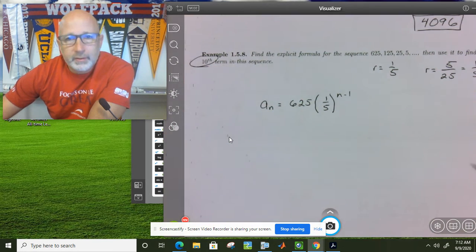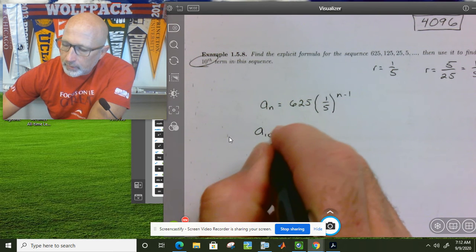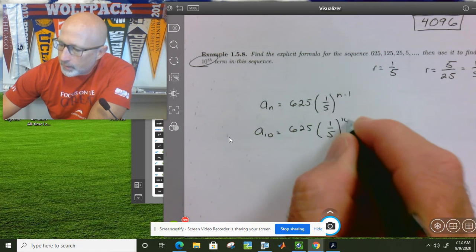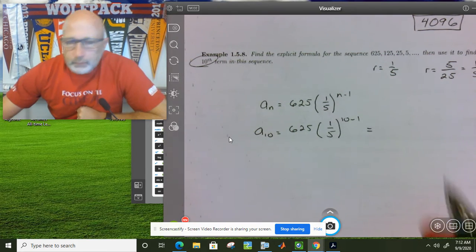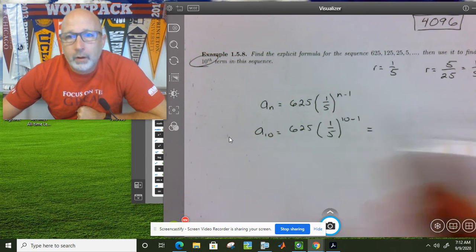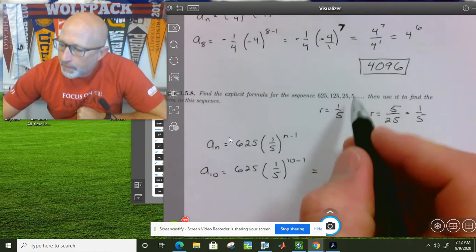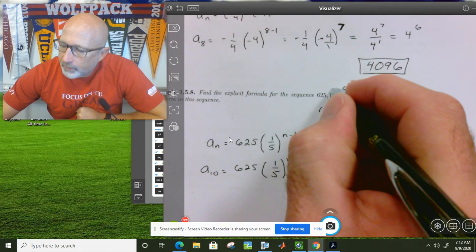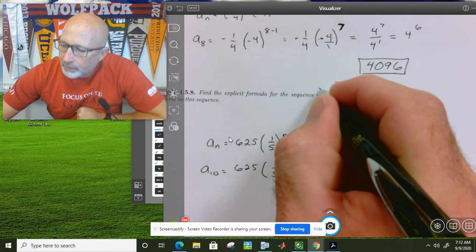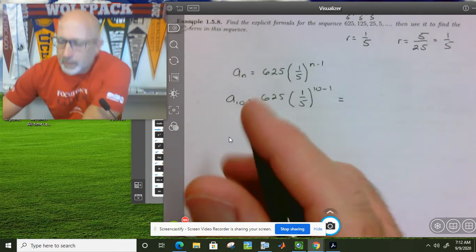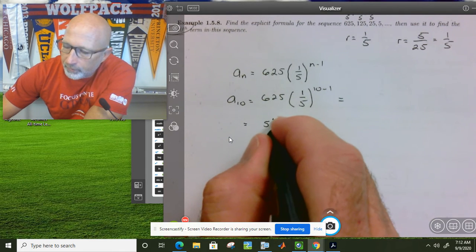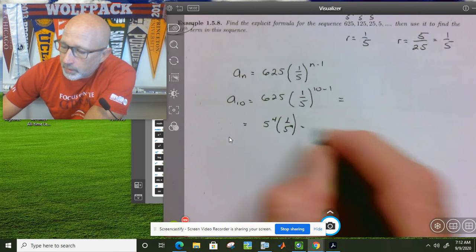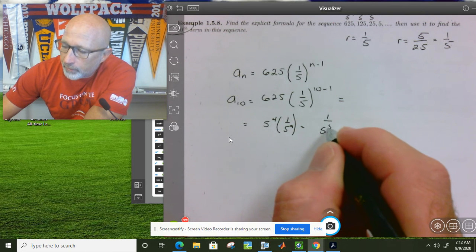Okay, that is the explicit formula. Now, I want to use it to find the 10th term. So a of 10 is equal to 625 times 1 over 5 to the 10 minus 1 power. Now, 625 is also a power of 5. Let's go up here and we'll analyze. 5 is 5 to the first. 25 is 5 squared. 125 is 5 cubed. So 625 is 5 to the 4th. So I'm going to simply rewrite this as 5 to the 4th times 1 all over 5 to the 9th, which is 1 all over 5 to the 5th power.